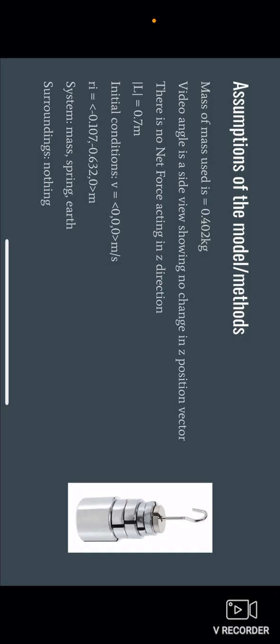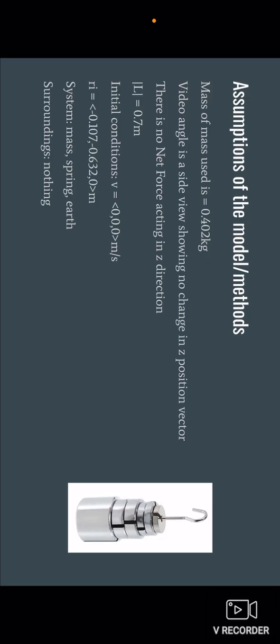So the assumptions of the model. The mass that was used was 0.402 kilograms. And the video that was taken was pretty much just a side angle showing that there's no change in Z, just the X and Y position vectors. Now the length of the actual spring, we measured to be 0.7 meters. So the initial conditions, we released it from rest, so it was at 0 meters per second velocity, and the position vector, as you can see below.